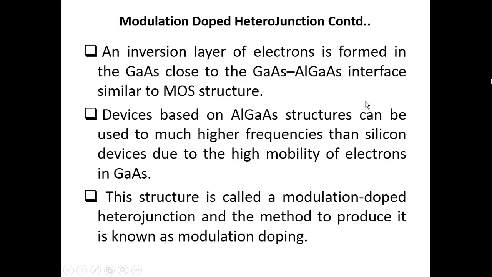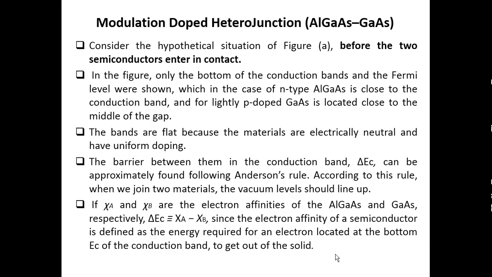Why is this structure called a modulation doped heterojunction? This structure is called a modulation doped heterojunction due to the process of modulation doping, because the method of producing this heterojunction is known as modulation doping. Now we have to see what is meant by modulation doping.